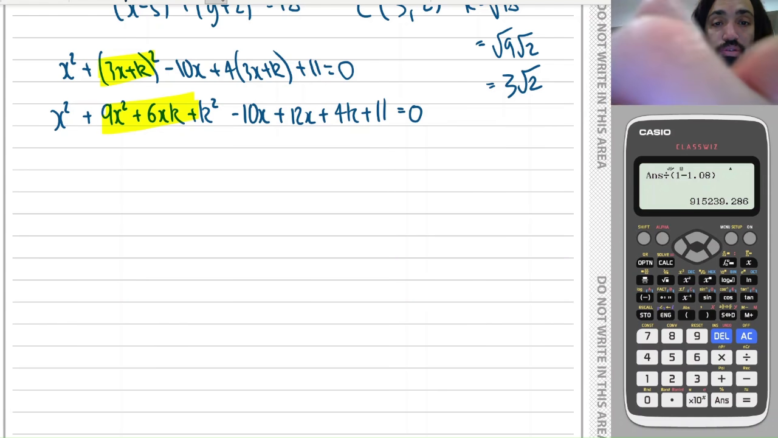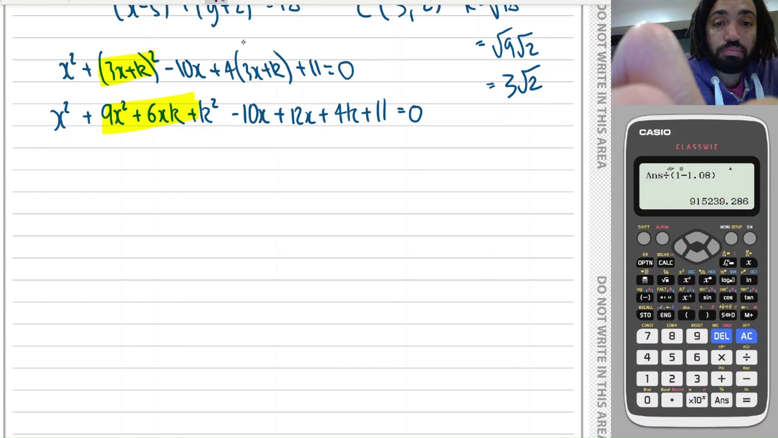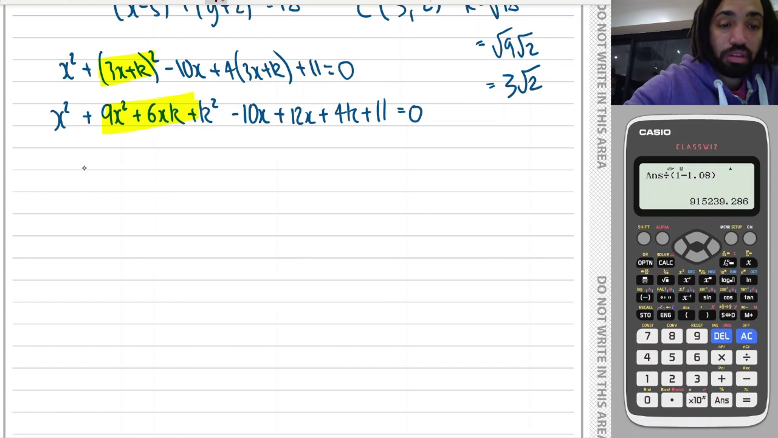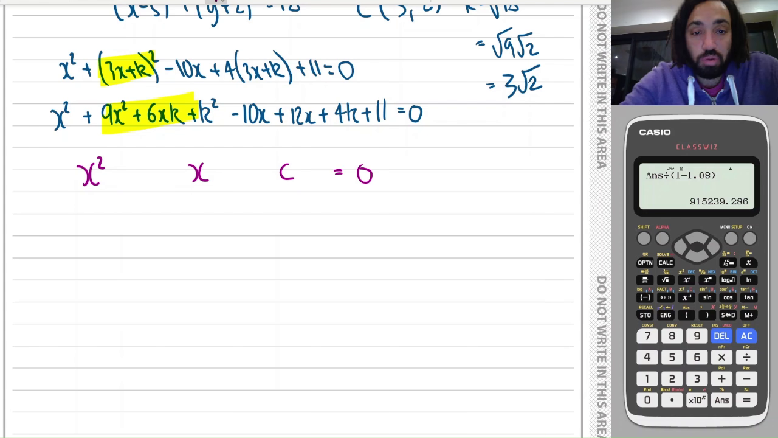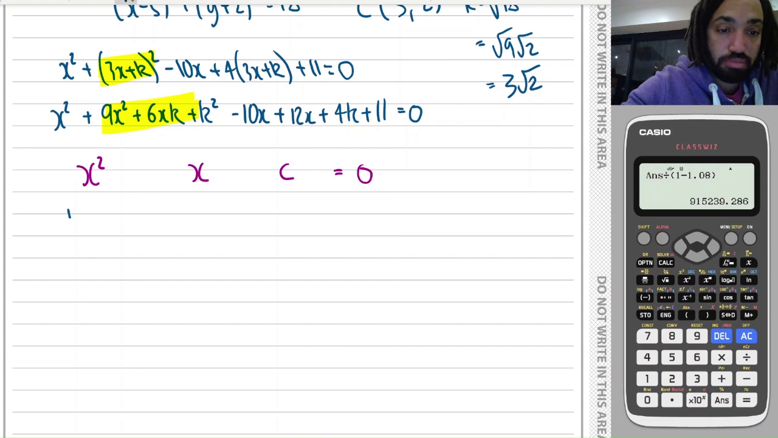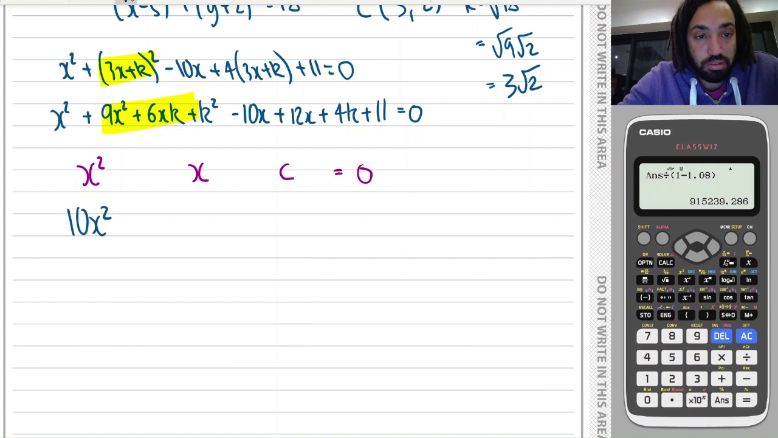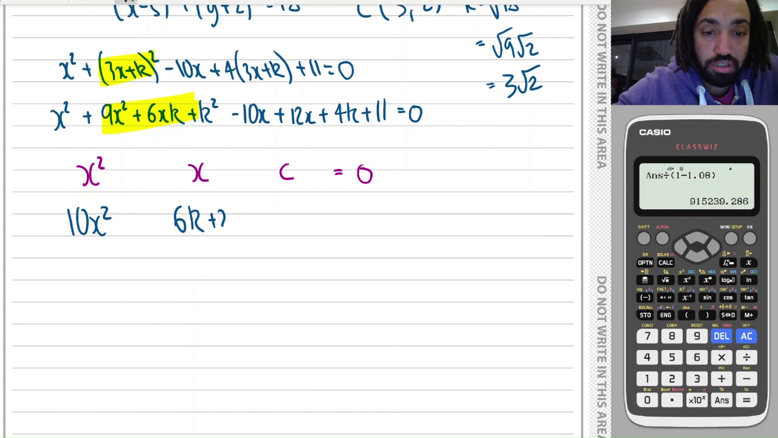And now what I'm going to do is look at the x squareds, the x's, and the constant terms. So let's look, how many x squareds have we got? We've got 10. Great, so 10x squared. And how many x's have we got? We've got 6k there, and we've got minus 10 plus 12, so that's plus 2. So we've got 6k plus 2 x's.